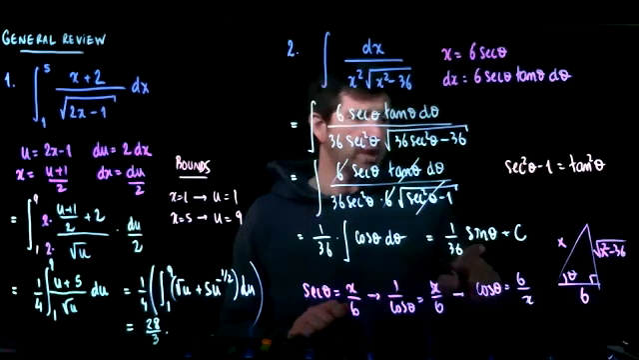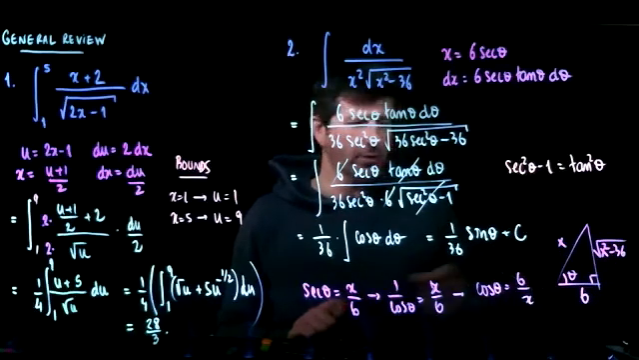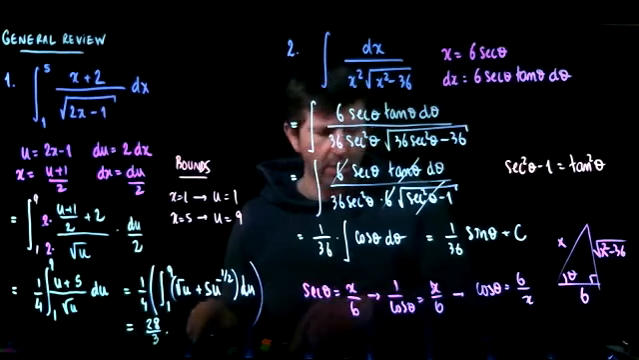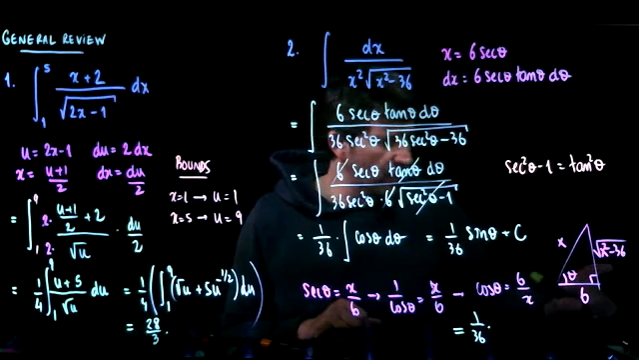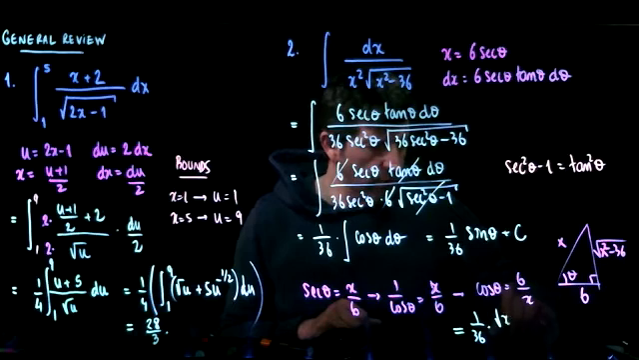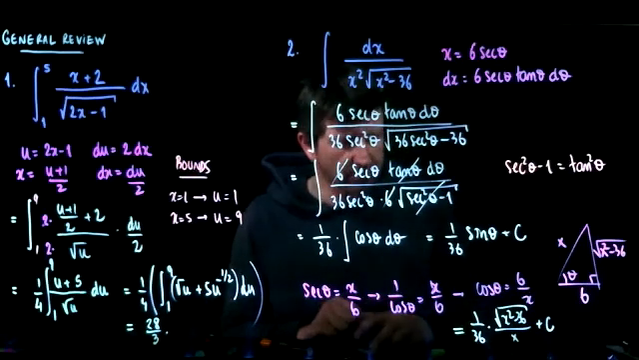And we're looking for sine. So sine will be opposite over hypotenuse. Okay, so the answer will be 1 over 36 times sine, which is the square root of x squared minus 36 over x, plus c, and that's what I found.